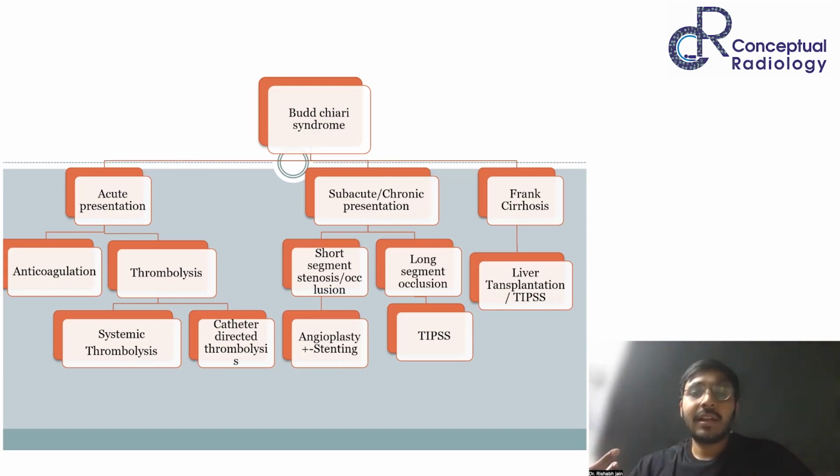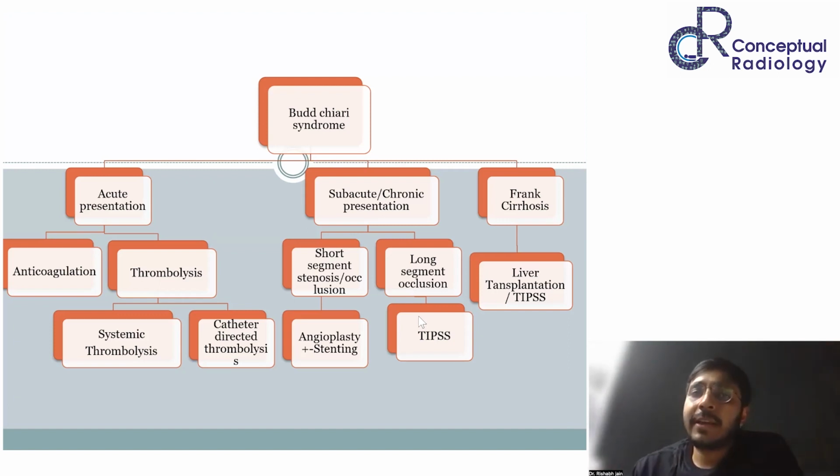Whereas if it is a long segment occlusion, it means that the native hepatic veins are not healthy. So you cannot put in a stent, because if you put a stent in the hepatic veins, the rest of the hepatic vein is abnormal and it will not drain. So in a long segment occlusion of a chronic or subacute presentation, our only choice left is a TIPS.